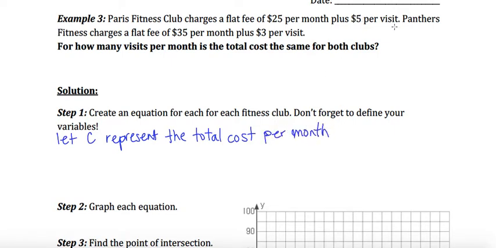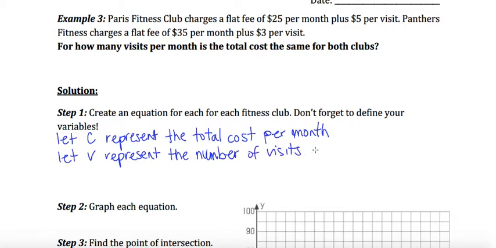And we are going to, let's say, let V represent the number of visits at the gym in a month. Let's say that the number of visits in each month.